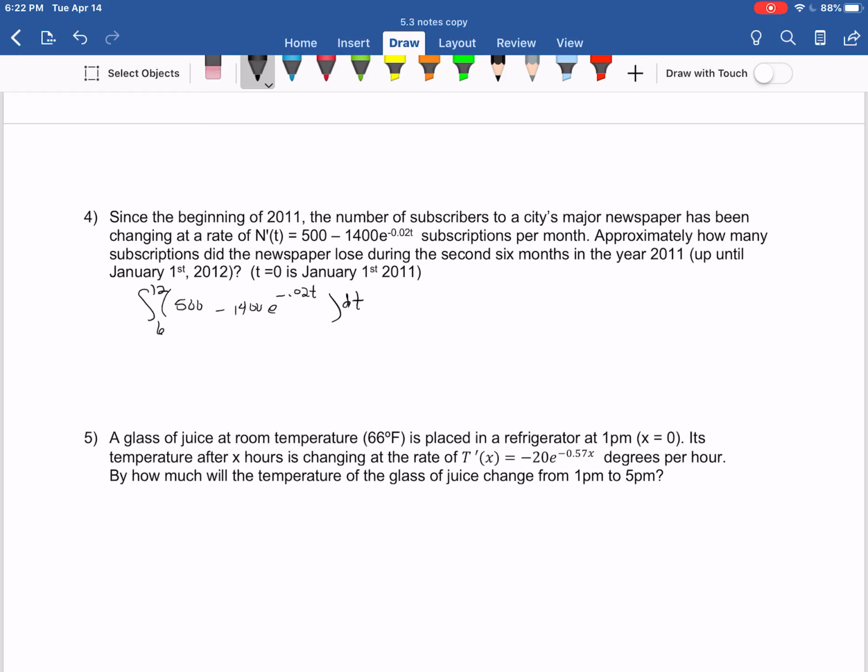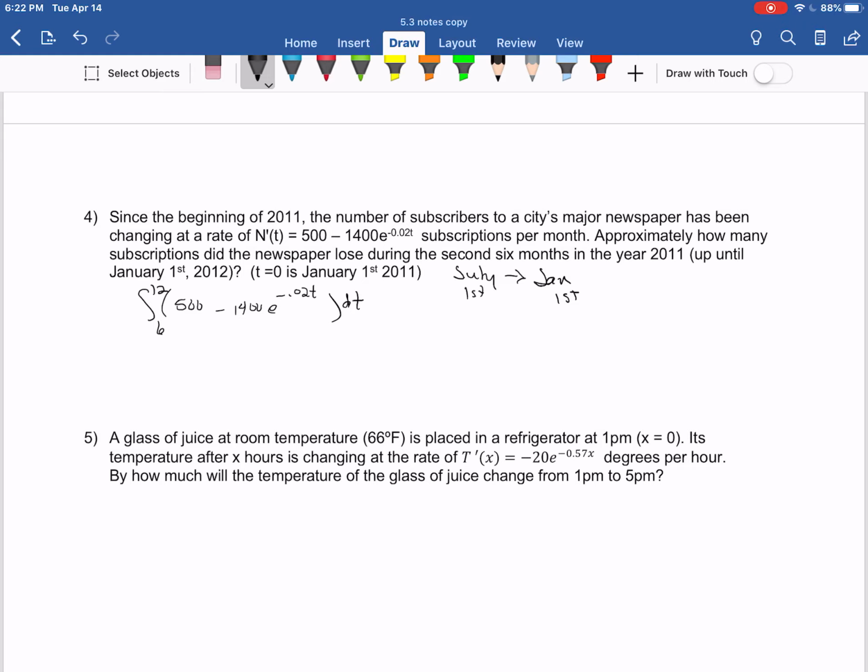Okay, let's make sure our 6 and 12 are correct. If t is equal to 0, that represents January 1st. Now, the second 6 months of the year, what is that? July through December. So we want to go from July 1st through January 1st of the following year.